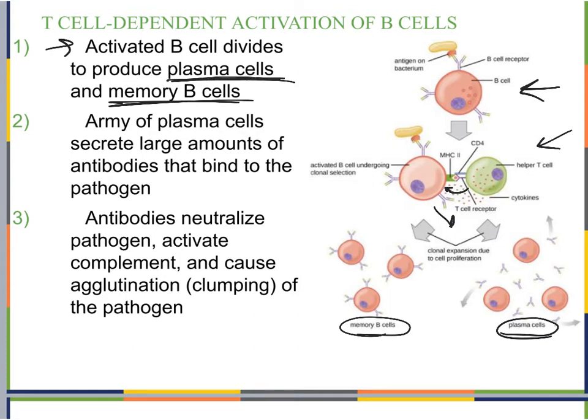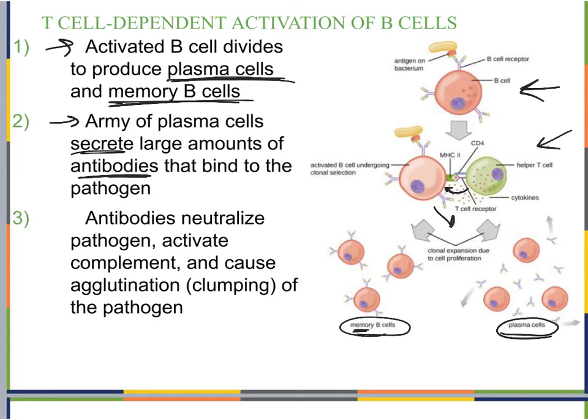cells. Remember that memory cells are floating around in the bloodstream. We have lots of copies just in case we encounter that pathogen again. Once we do, then we have lots and lots of memory cells around so that they can take care of it very quickly. Now our army of plasma cells are those that are going to be secreting large amounts of antibodies. And again, those antibodies bind to the pathogen and do the various things we've spoken about previously.